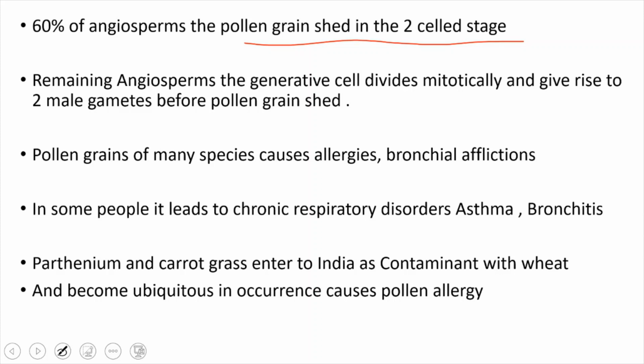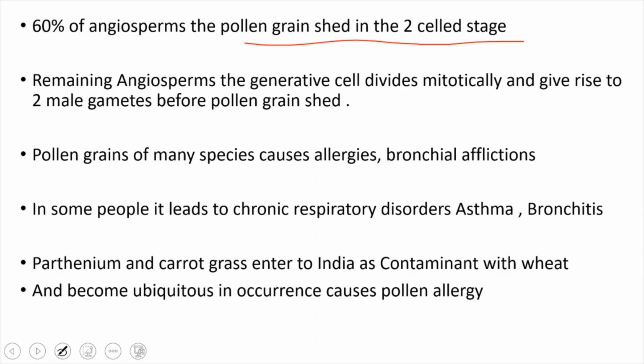In some of the angiosperms, the vegetative cell will be like that only, but the generative cell divides and gives rise to two cells. Now this stage we call the three cell stage, because one vegetative cell is there, and the generative cell divides and gives rise to two cells. Most of the angiosperms, after maturity, shed at the two cell stage.